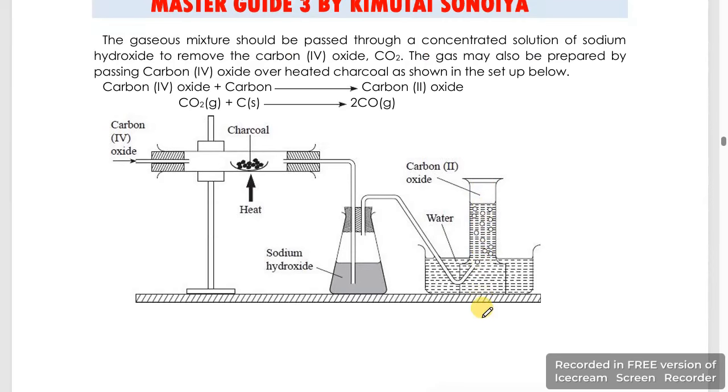Properties of carbon 2 oxide. Carbon 2 oxide is a reducing agent. Carbon 4 oxide reacts with carbon to form carbon 2 oxide. We are not talking about the gaseous mixture, okay. So carbon 4 oxide plus this one, charcoal, it forms that. That's another way of preparing carbon 2 oxide.